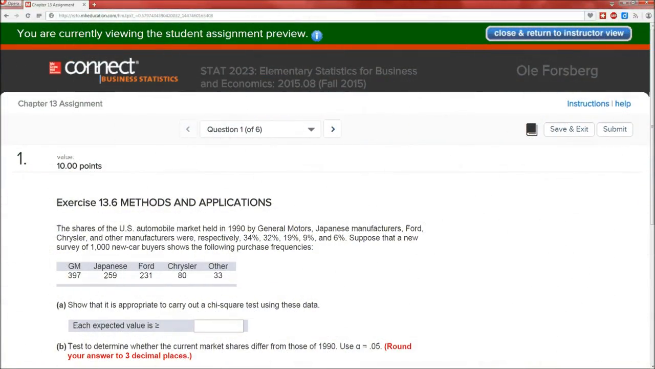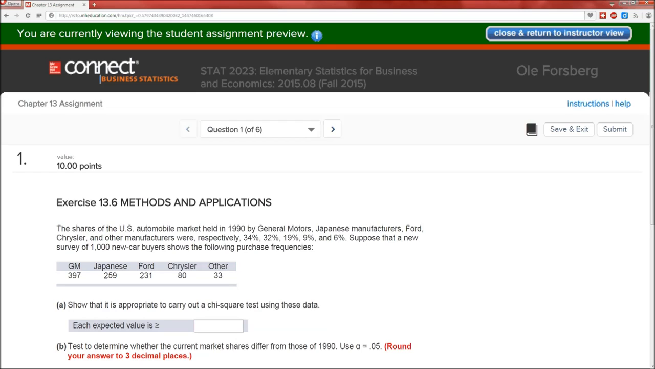Hello and welcome to the Chapter 13 assignment. I'm actually going to do two problems for you. Problem number one, which is the chi-squared goodness of fit test, and problem number five, which is the chi-squared test of independence. So let's begin, and we'll do this in Excel as usual.